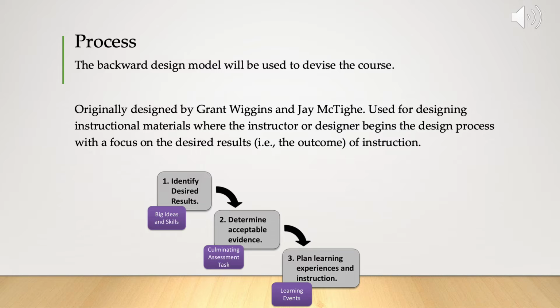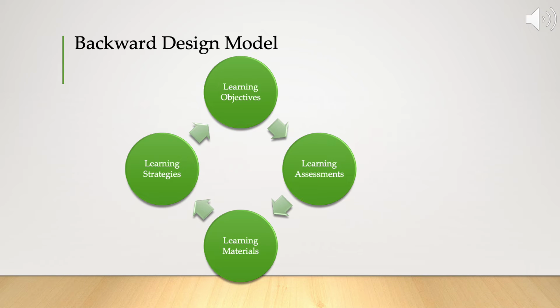Next, I'll discuss the process of this course. The backward design model will be used to devise the course as a whole. Now, this was originally designed by Grant Wiggins and Jay McTighe, and it is used for designing instructional materials where the instructor or designer begins the design process with a focus on the desired results of instruction. For example, with the backward design model, I would first create the learning objectives, followed by the learning assessments, learning materials, and then the learning strategy for each topic, and repeat that.